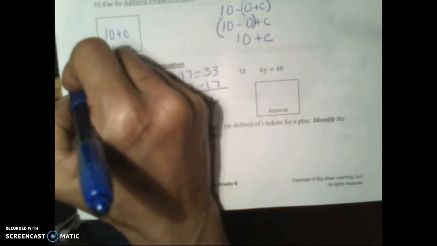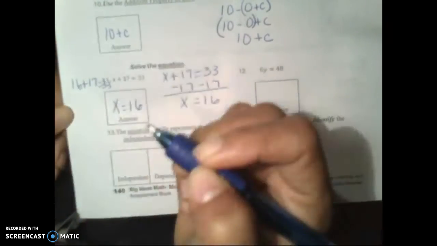Now to check my solution, I'm going to substitute this 16 for x, and I'm going to put 16 plus 17 equals 33. 16 plus 17 is 33, so 33 equals 33, and that checks.